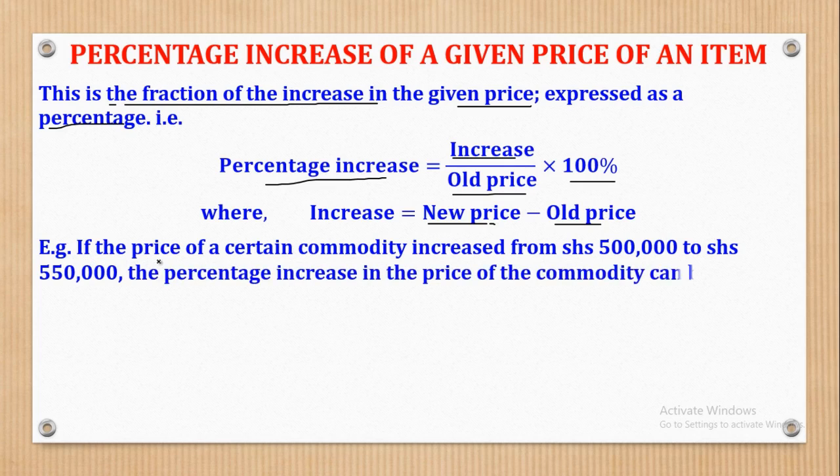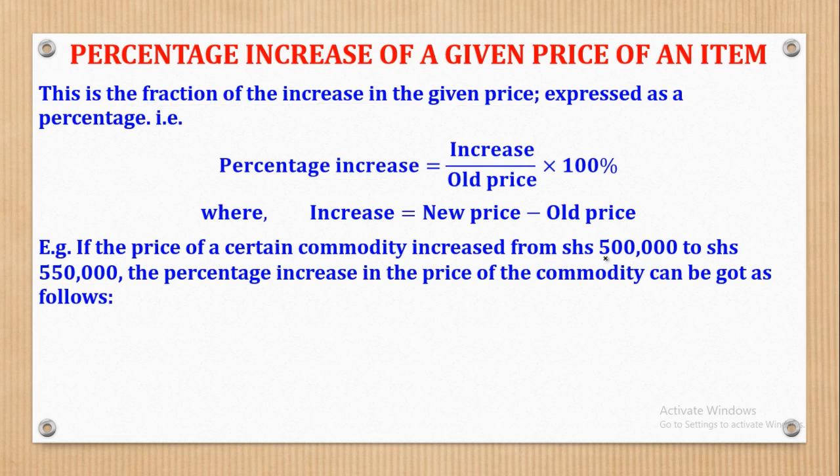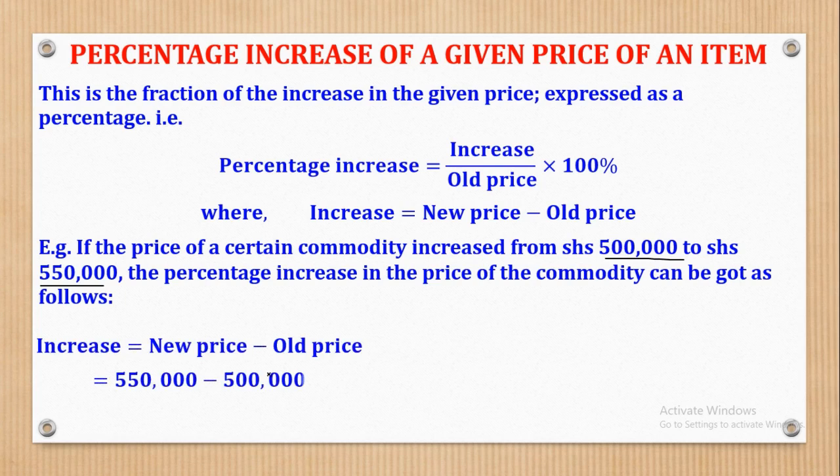If the price of a certain commodity is increased from 500,000 shillings to 550,000 shillings, the percentage increase in the commodity can be got as follows. First of all, we have to know the new price and the old price. In this case, this is the old price and this is the new price. So the increase is equal to new price minus old price, which will be 550,000 minus 500,000 to come up with 50,000 shillings.